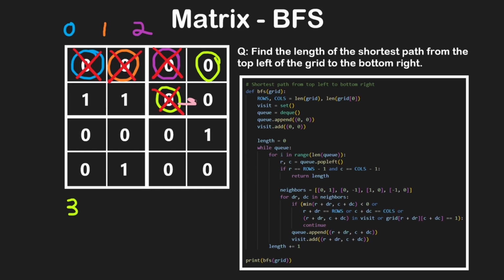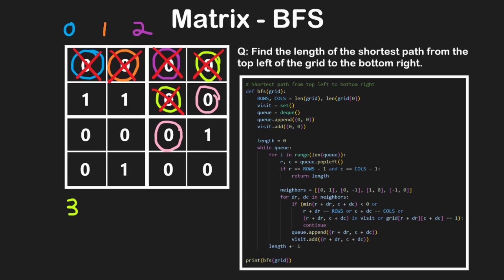We can go to the right and we can go below. So what we're going to do is add these to our queue and add them to the visit hash set. Now you're going to see why we add to the visit hash set as soon as we add to the queue, because that's very important. Because next we're going to pop this guy from our queue.